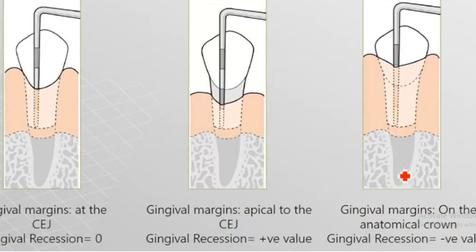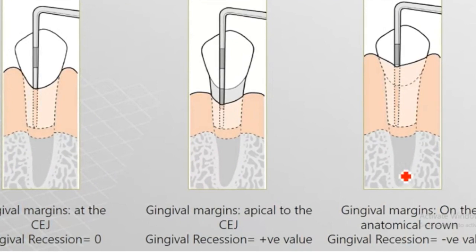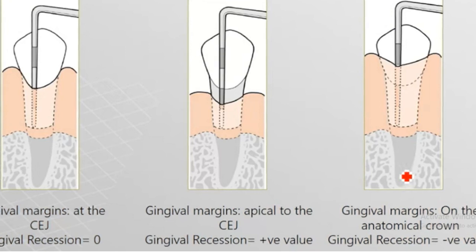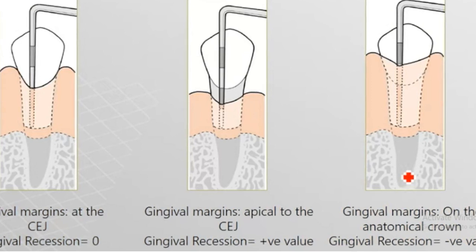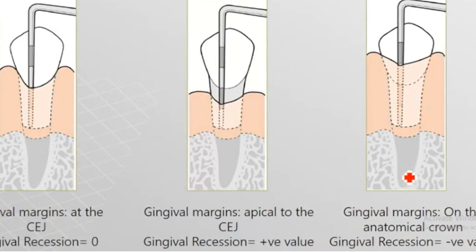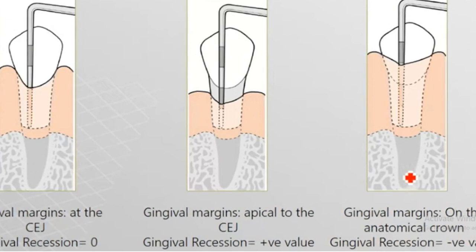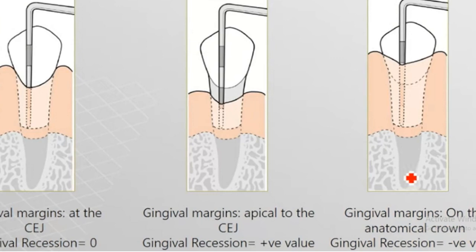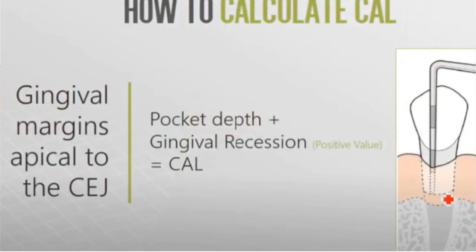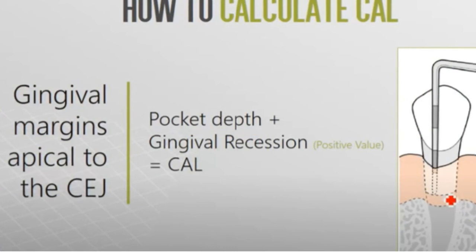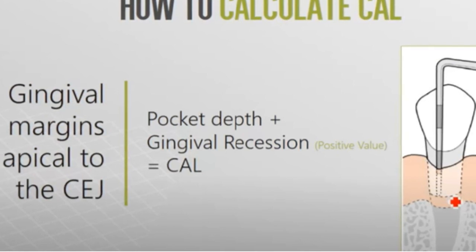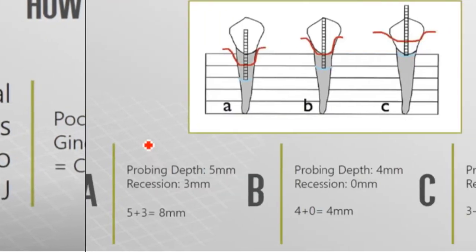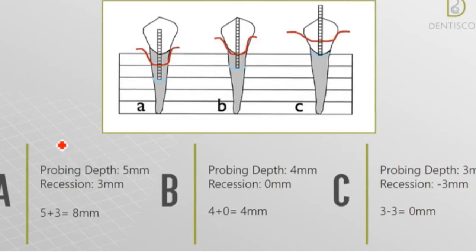So we have here 3 scenarios. In the left picture, I will name them pictures A, B, C, as follows. Now you can see that in the first we do not have a gingival recession, it is 0. In the second picture, we have a gingival recession, and it's a positive value. In the last one, because we have gingival overgrowth, we have a negative value for gingival recession. So the clinical attachment loss is calculated as the pocket depth plus the gingival recession equals the clinical attachment loss.